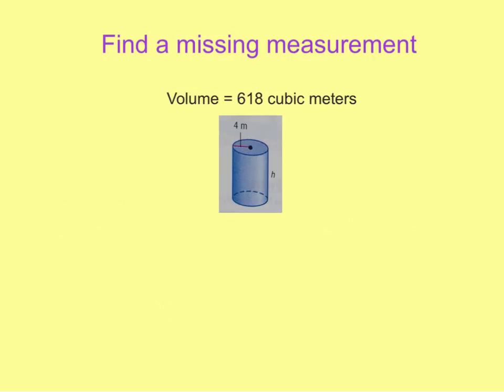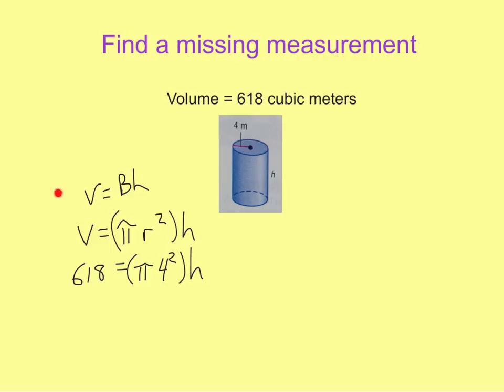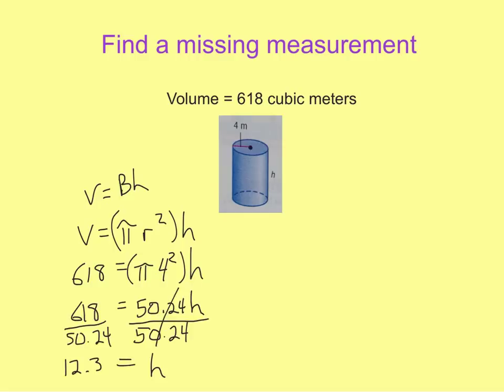The last thing we're going to do here is to find a missing measurement if we know the volume. So here our volume is 618 cubic meters. We know that our radius is 4 meters, and we're asked to find the height. So here I wrote down my formula, and I now plugged in my numbers here, my volume, I knew my radius, and I'm looking for the height. So then I solved this once I plugged in my numbers.